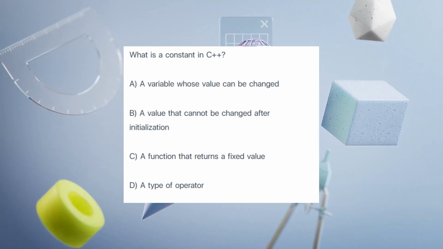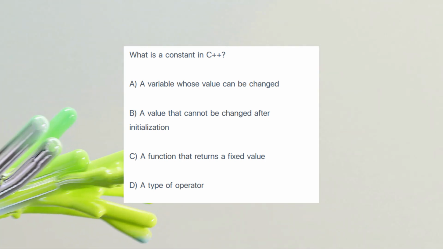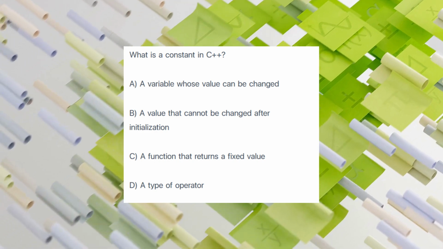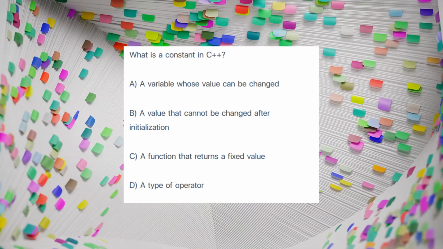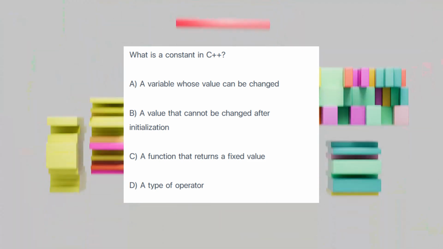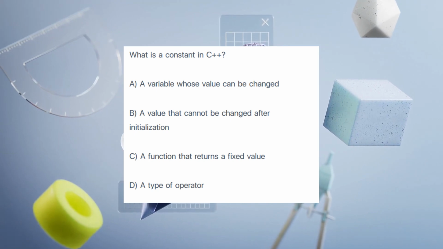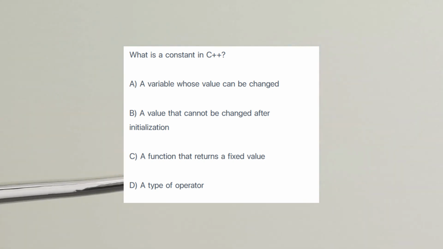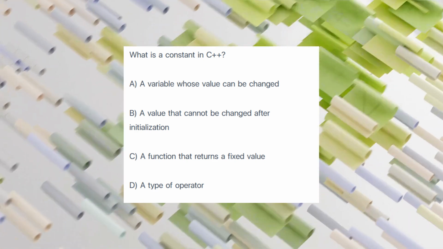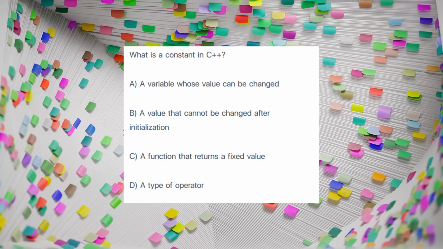What is a constant in C++? A, a variable whose value can be changed. B, a value that cannot be changed after initialization. C, a function that returns a fixed value. D, a type of operator. The correct answer is B, a value that cannot be changed after initialization. Constants are declared using the const keyword and their value is fixed.